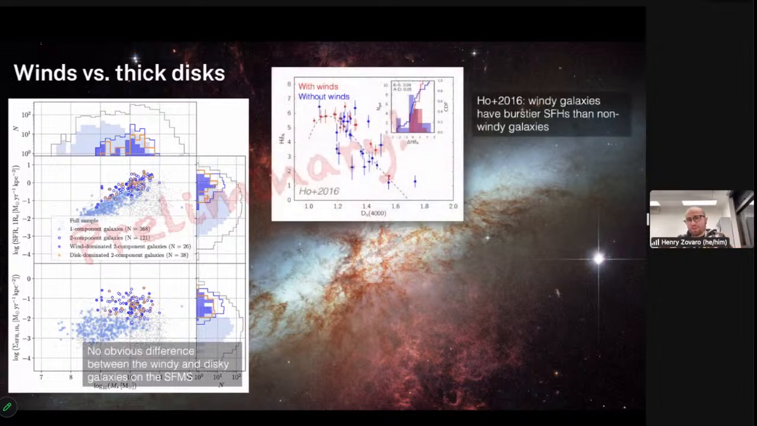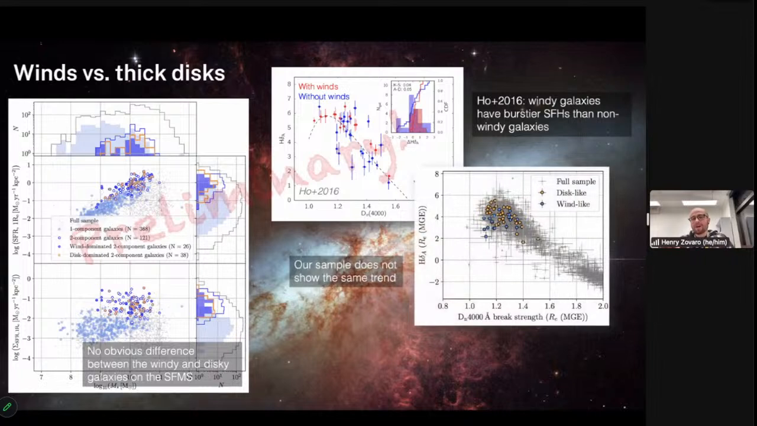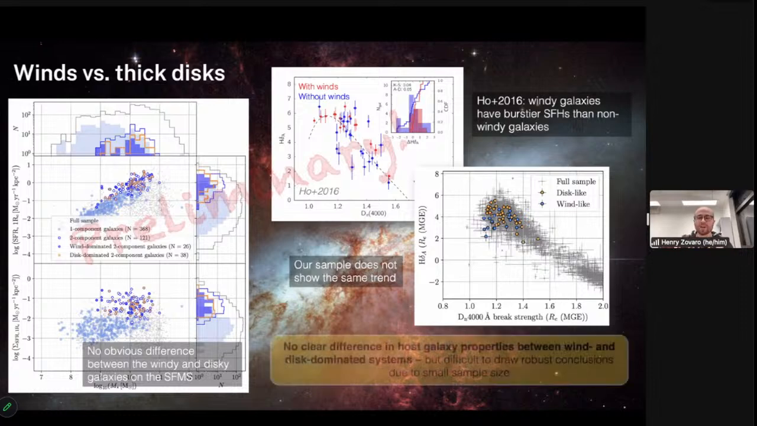One thing I thought to do was to recreate this plot from Eating Ho's work back in 2016, where he basically looked at the strength of these two stellar indices to infer how bursty the star formation history is of these galaxies. And they infer that the galaxies with winds, which are shown by the red points, tend to lie above this line, which suggests that they have burstier star formation histories. However, when I did the same with my data, I found no statistically significant difference between the two subsamples. And so it's still a very open question and a work in progress.